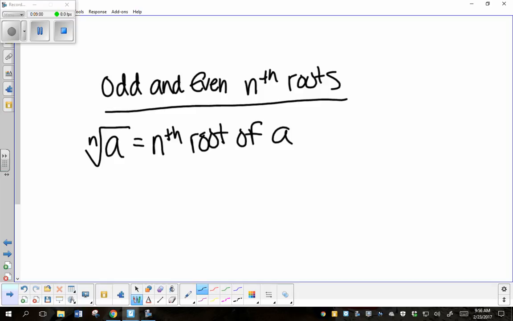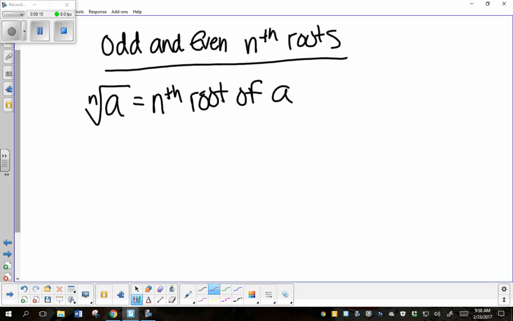We're going to first talk about when we're taking an odd root, like a cube root, and then we'll talk about when we take an even root. To me, for some reason, I feel like odd is like a red color, and even is blue. Don't you think? Yeah. No, it's not.